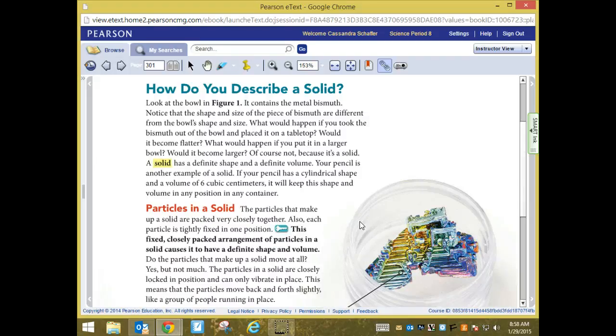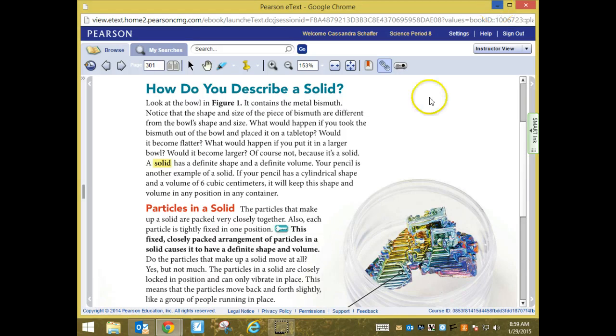You did things like that yesterday. Would it become flatter? What would happen if you put it in a larger bowl? Would it become larger? Of course not, because it's a solid. A solid has a definite shape and definite volume. Your pencil is another example of a solid. If your pencil has a cylindrical shape and a volume of 6 cubic centimeters, it will keep this shape and volume in any position in any container.